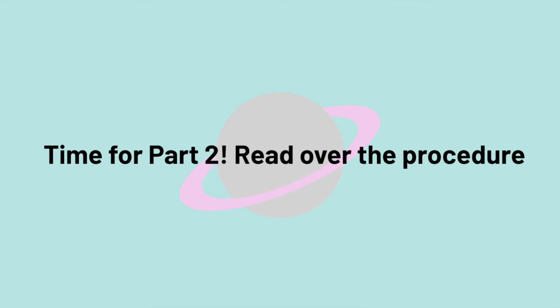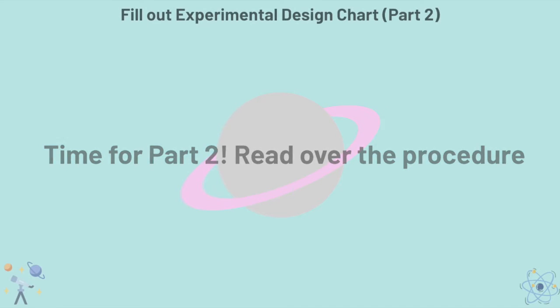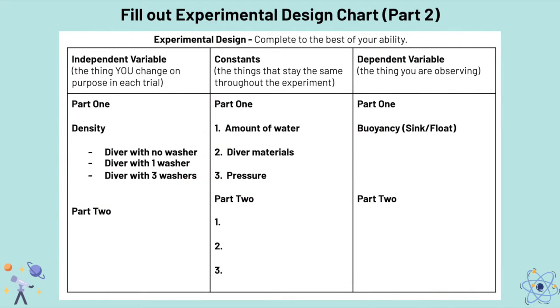While part 1 tested how density affects buoyancy, part 2 will deal with how pressure affects buoyancy. Go to page 3 of your worksheet and read over the procedure for part 2, and try to understand the purpose of the experiment. Go back to page 2 of your worksheet, because we need to fill out the experimental design for part 2. Use your knowledge of the definitions of independent and dependent variables and constants in order to fill out this chart.